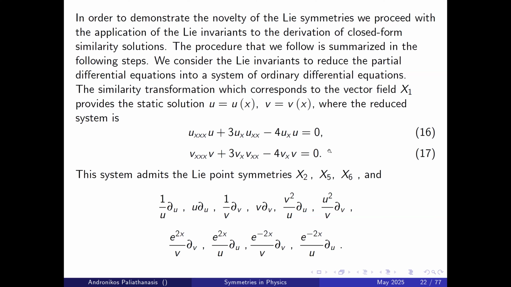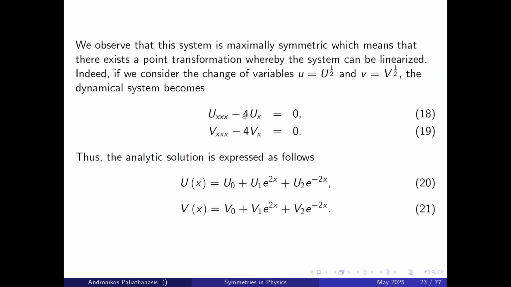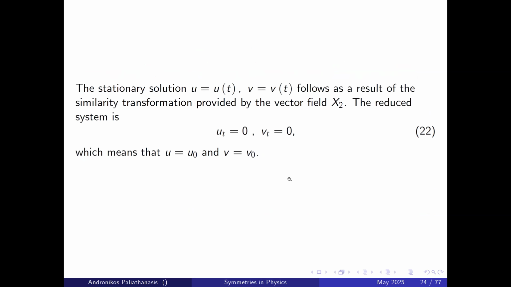Then the reduced system, we found from the symmetry analysis, is maximally symmetric. From the symmetry analysis we found this transformation, and from this transformation we found a linear system of ODEs, and we solved it easily and found a general static solution. Now, if we wanted the stationary solution, with U to be U(t) and V to be V(t), the stationary solution follows as a result of the similarity transformation provided by the vector field X2. The reduced system is nothing else but U(t), V(t), and the stationary solution gave us that U and V should be constant.